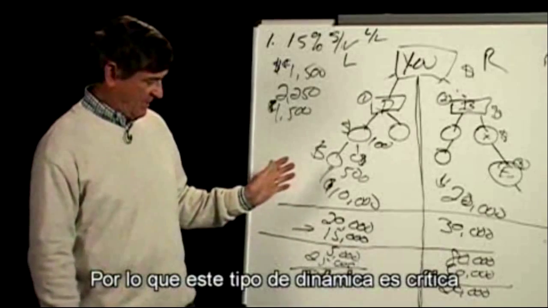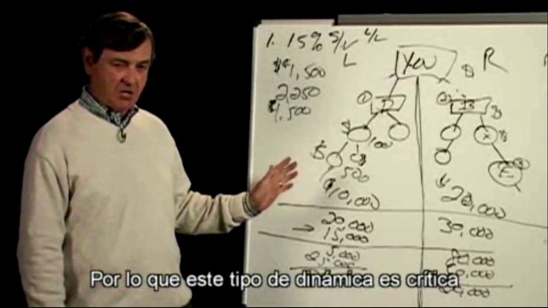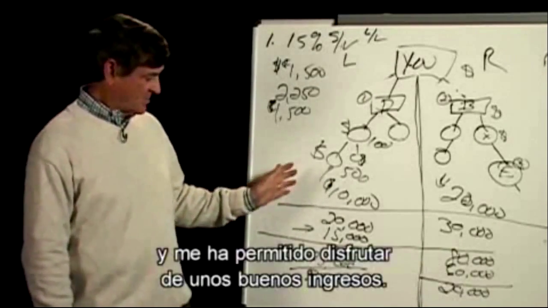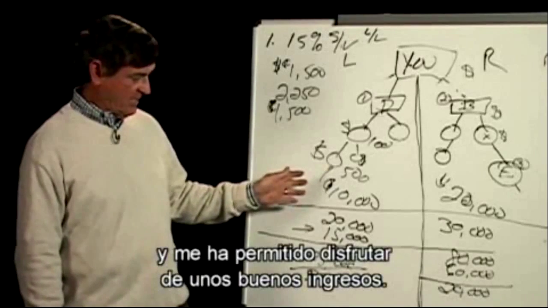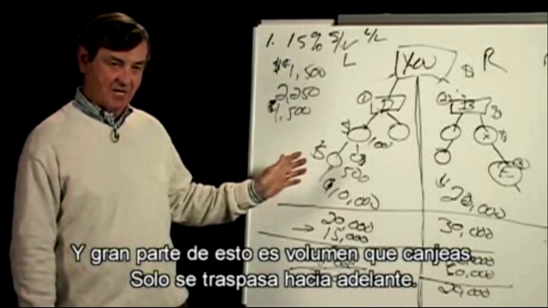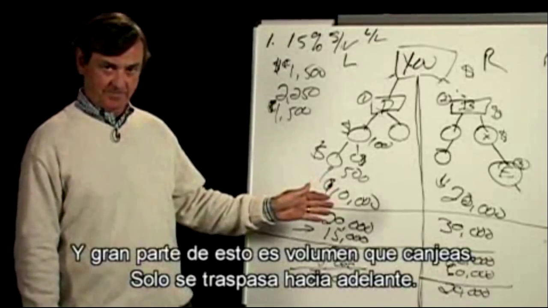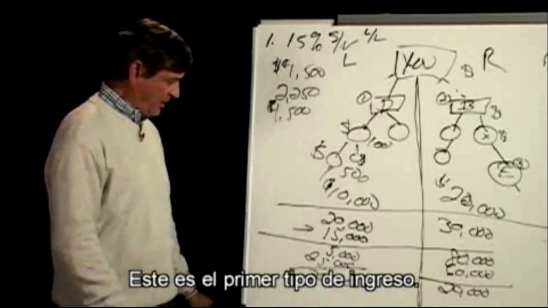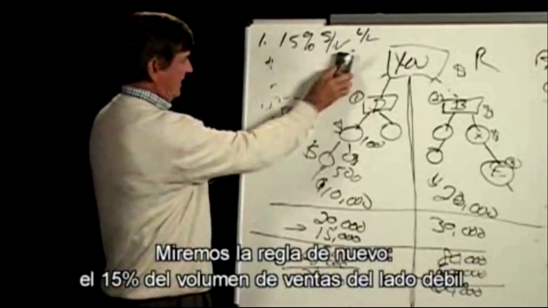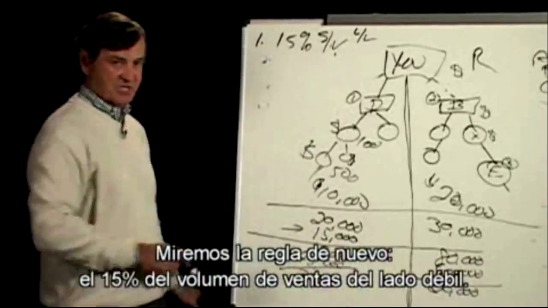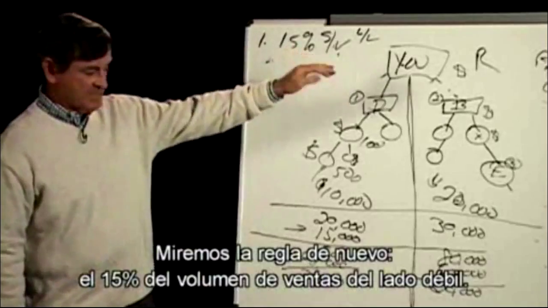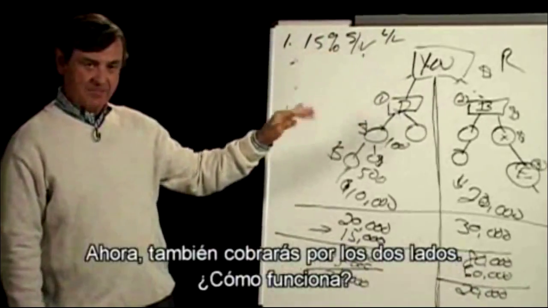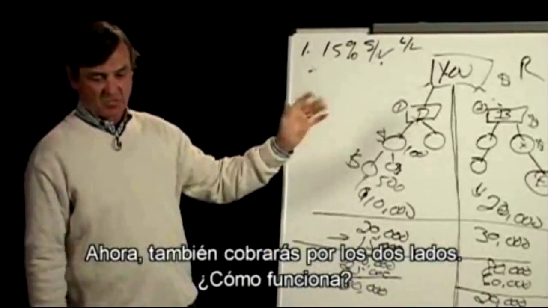So, again, there's some dynamics to this that I know was critical that has allowed me to enjoy the earnings that I enjoy, and a lot of it is this banked volume, just rolling it forward. Okay, so that's income number one, which is, again, looking at the rule, 15% of all the volume in the lesser leg. Well, now, at the same time, you're going to get paid in both legs. Well, how does that work?